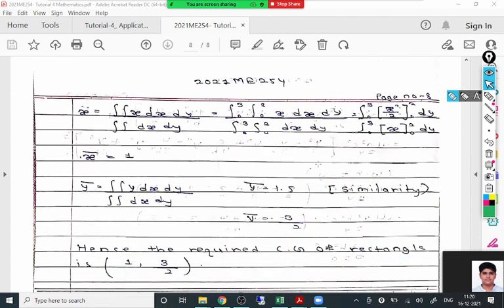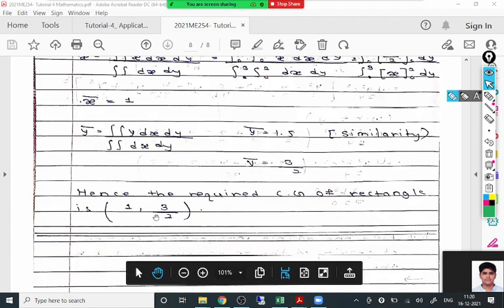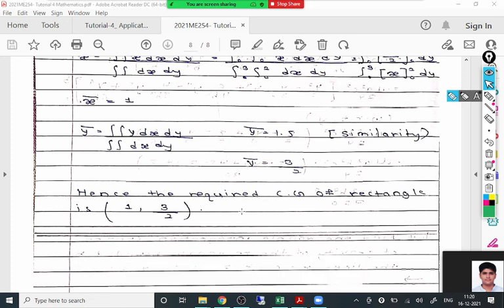And you have to do the integration. The limits are very straightforward. Limits of x and y are constant. x is varying from 0 to 2 and y is varying from 0 to 3. Integrate, and your answer comes 1 comma 3 by 2. If you have a doubt, yes, you can ask. Is there any doubt here?